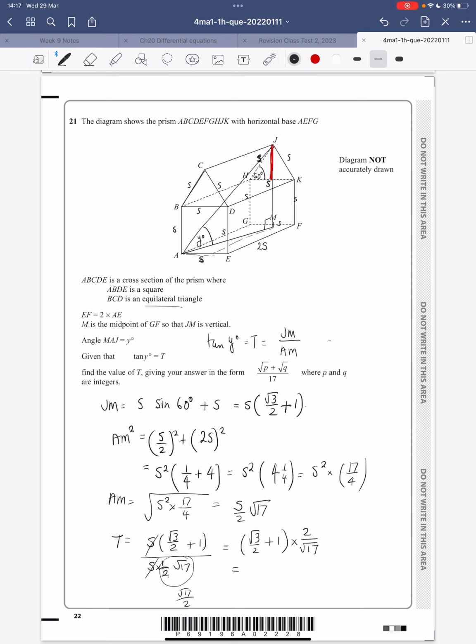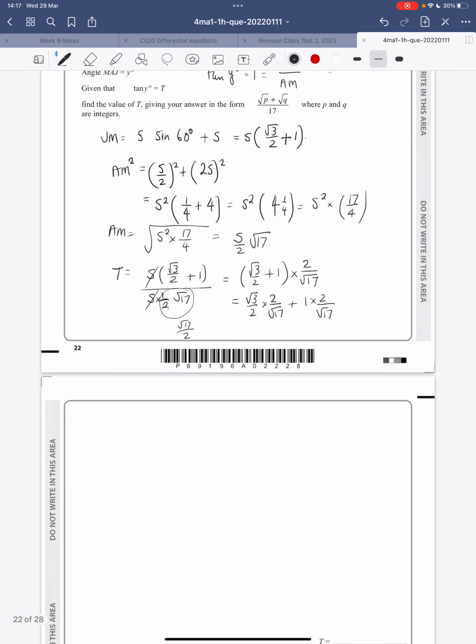Okay, so we've got root 3 over 2 times 2 over root 17 plus 1 times 2 over root 17. So the 2s cancel. So we've now got it's over root 17. We've got root 3 for the first one, plus 2. Root 3 over root 17 there, plus 2 over root 17 there.